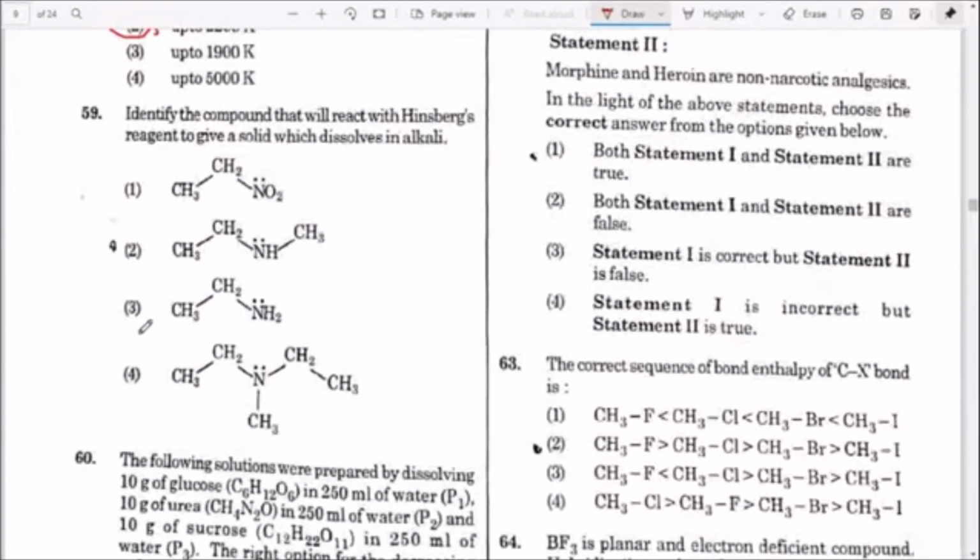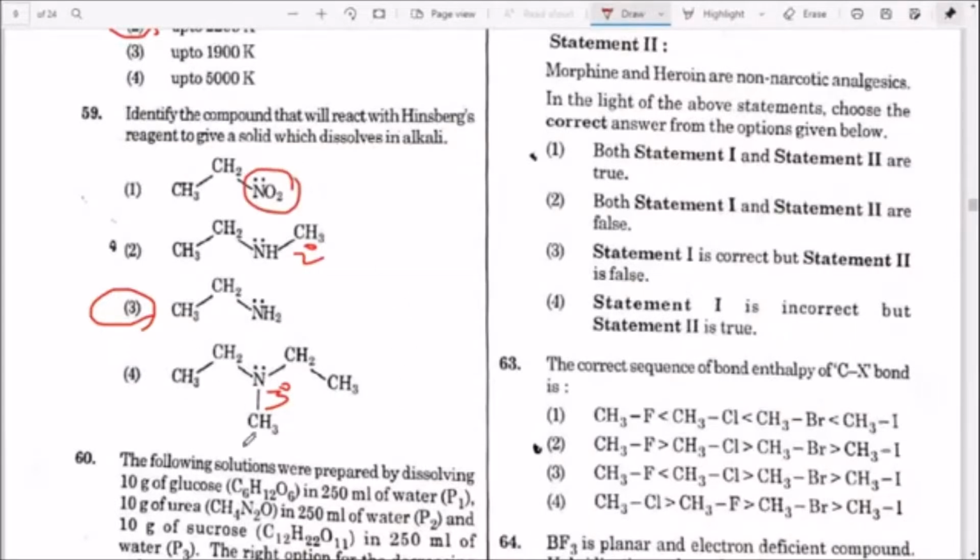Identify the compound that will react with Hinsberg's reagent to give a solid which dissolves in alkali. Yes, so primary amine reacts with the reagent to give a solid which dissolves in alkali, that is NaOH solution. Hinsberg reagent is used to distinguish between primary, secondary, and tertiary amines. Among the given amines, this is secondary amine. Yes, it gives a solid, but it is not going to be soluble in alkali. And this is tertiary, it is not going to give Hinsberg reagent test. Whereas this is a nitro compound, it is different from amine.